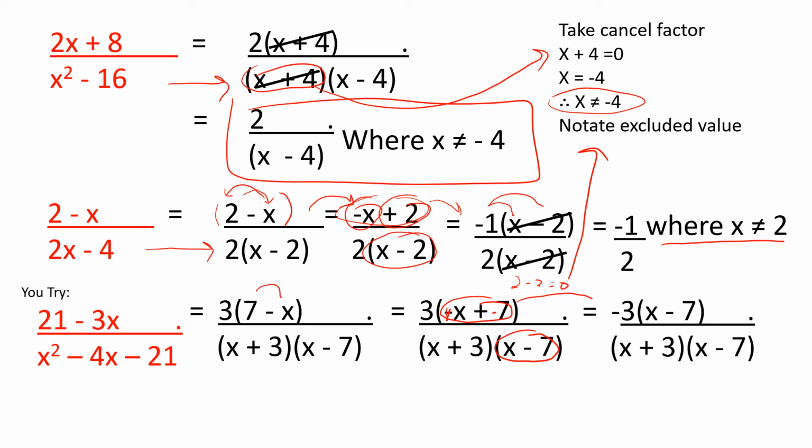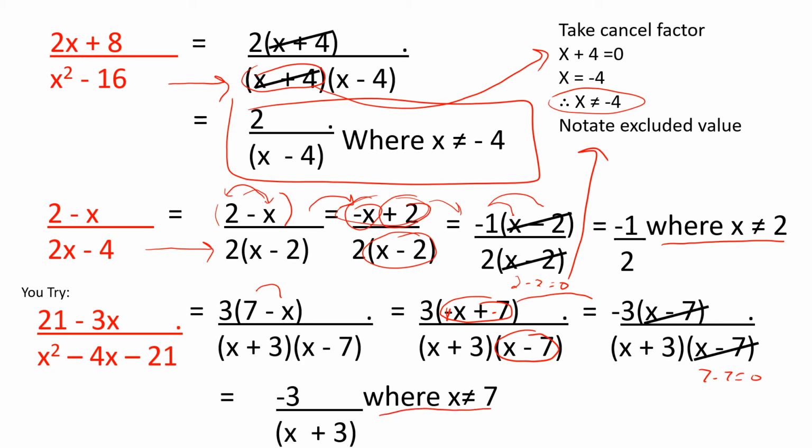So now that we've changed our signs, we can cancel out the x minus 7, and we're left with a negative 3 divided by x plus 3. Notice that x cannot be 7, right? Because 7 minus 7 here would give me 0. And 0 times anything is 0. So again, you have to denote what value you have to exclude.